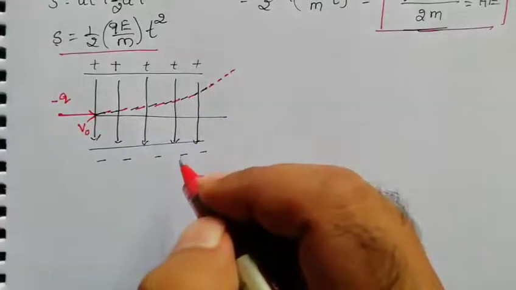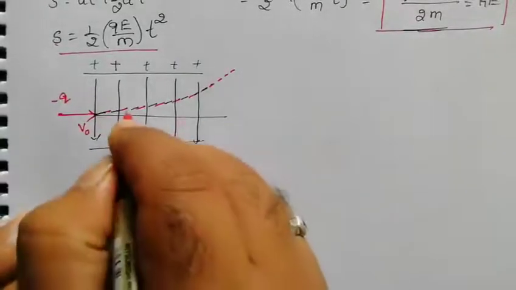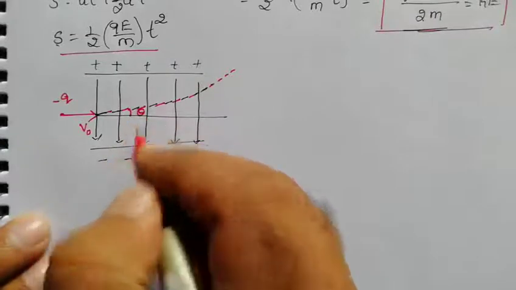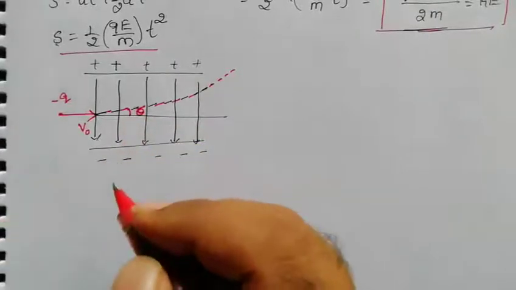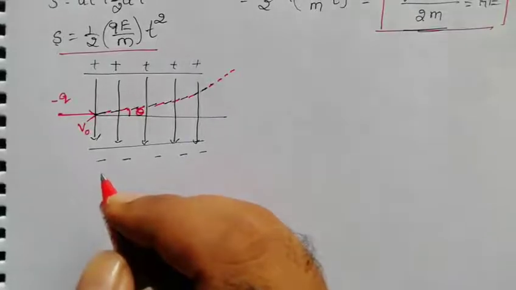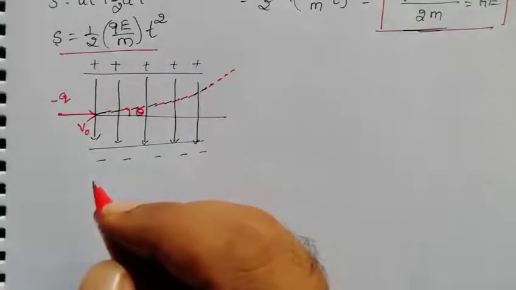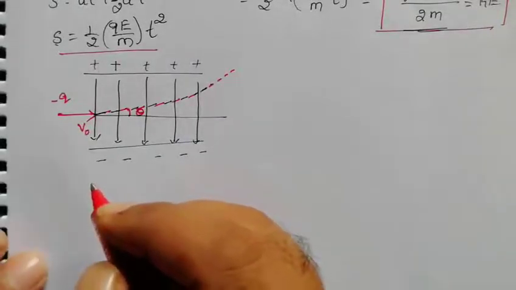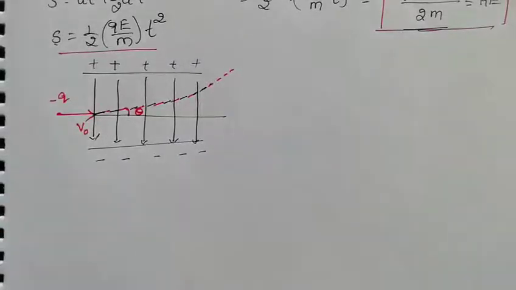So it will make an angle of how much? Let me make an angle of theta. In this case, we need to find the values of x and y, the velocity, and what angle it is going to make. Again we are going to use equations of kinematics. Kinematics will help you a lot to find all these things.